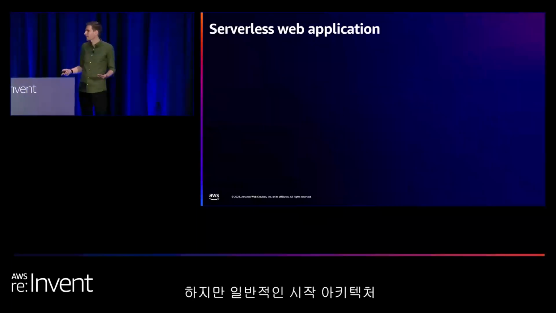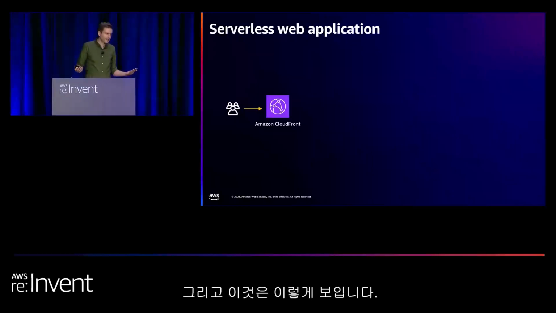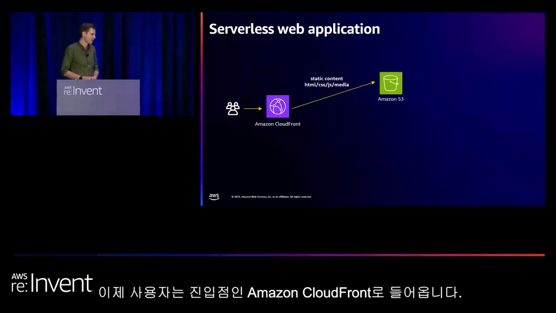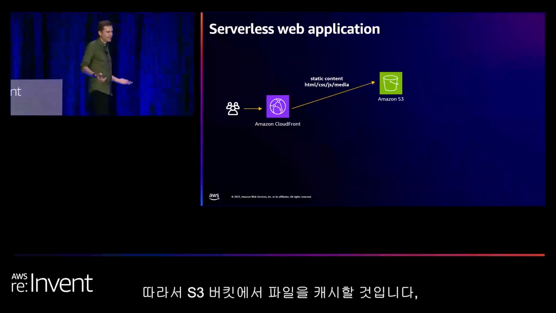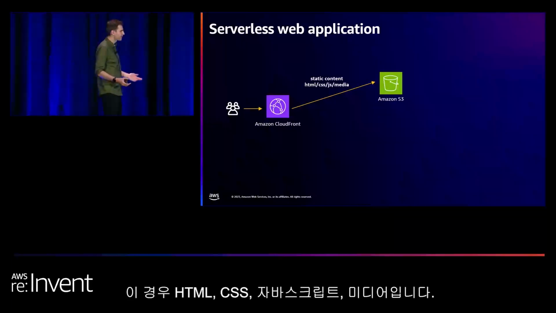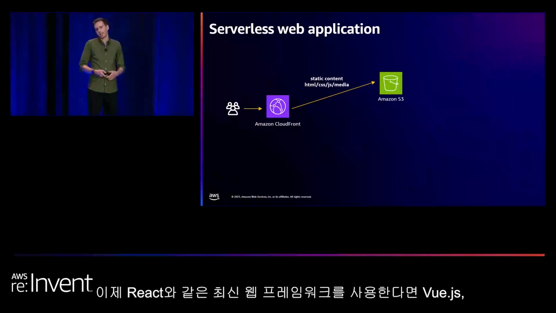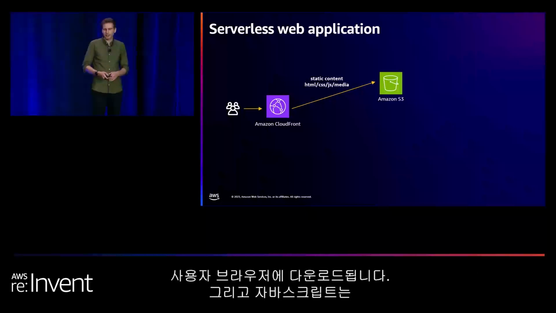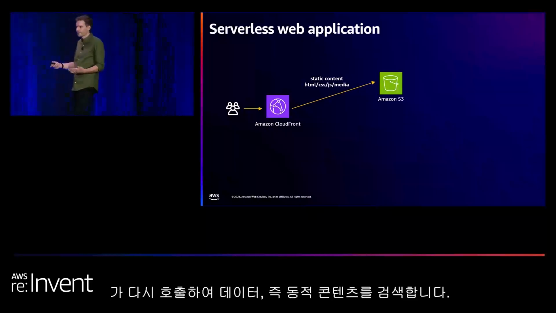But a common starting architecture is a serverless web application. And this looks like this. So users come into the entry point, Amazon CloudFront. And Amazon CloudFront, remember, is providing us with a cache. So it's going to cache files from an S3 bucket, in this case, HTML, CSS, JavaScript, and media. Now, if we use a modern web framework like React, Vue.js, or Angular, these static files will get downloaded to the user's browser, and then it's the JavaScript which calls back to retrieve the data, the dynamic content.